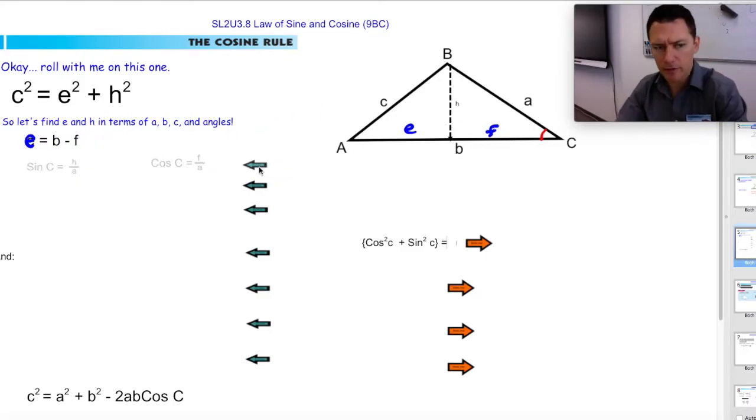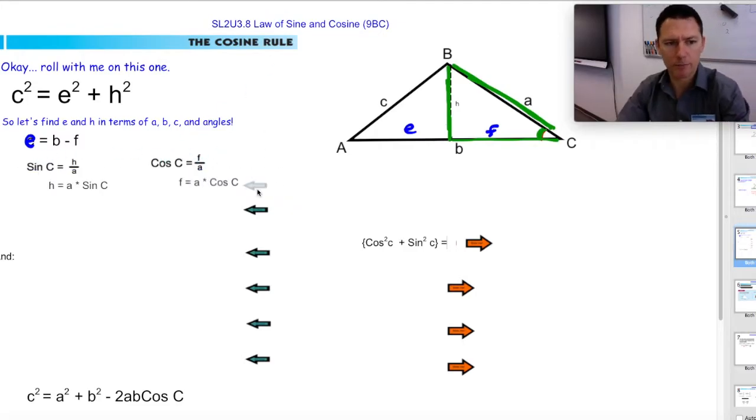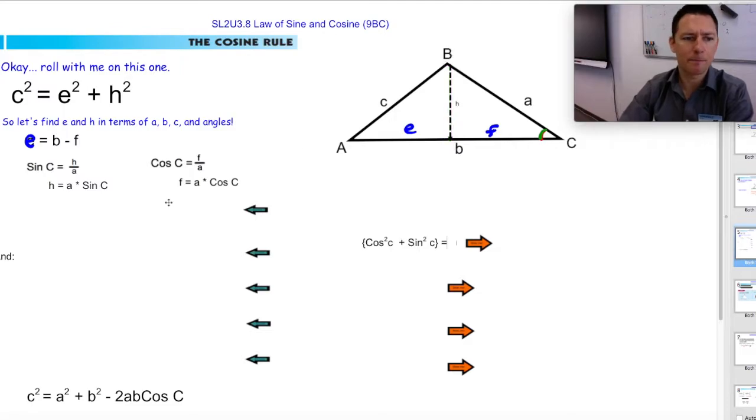I want to separately talk about this height here, right? I know that the sine of c, this value, is really opposite over hypotenuse, h over a, and we know that the cosine of c is adjacent over hypotenuse, right? So we have those two values. We're going to mess with them, right? I'm going to solve for h and solve for f. And what's nice about that is now we have some values that function for h and a value for f that are in terms of a and c.